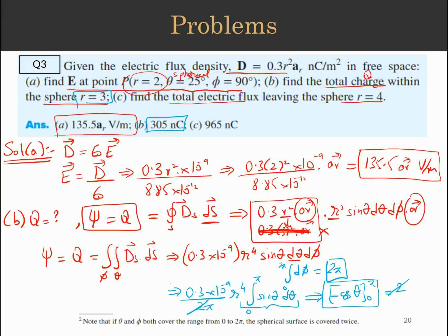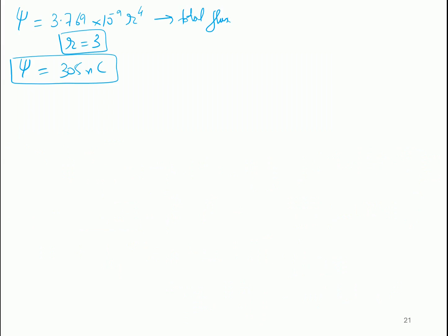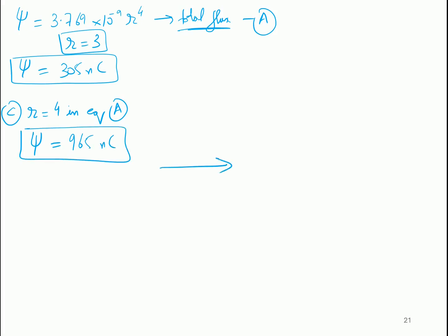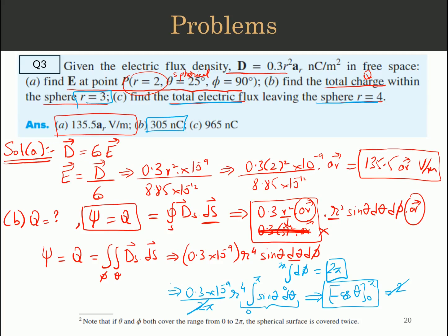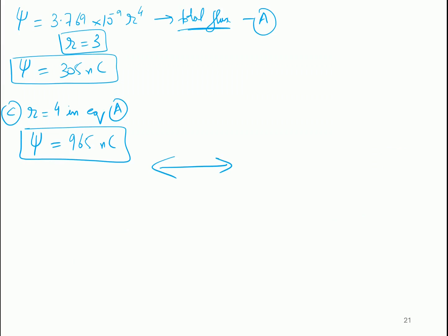In the fourth part, we again have to find total electric flux, and this time the value of r equals 4. So for the third part, we already know the total flux is this. You just incorporate r equals 4 in the equation, which was the total flux we found. So the total flux then comes out to be 965 nanocoulomb. This is the answer. So this solves our problem, and hopefully the answer is 965 nanocoulomb. So this is the solution to this problem.